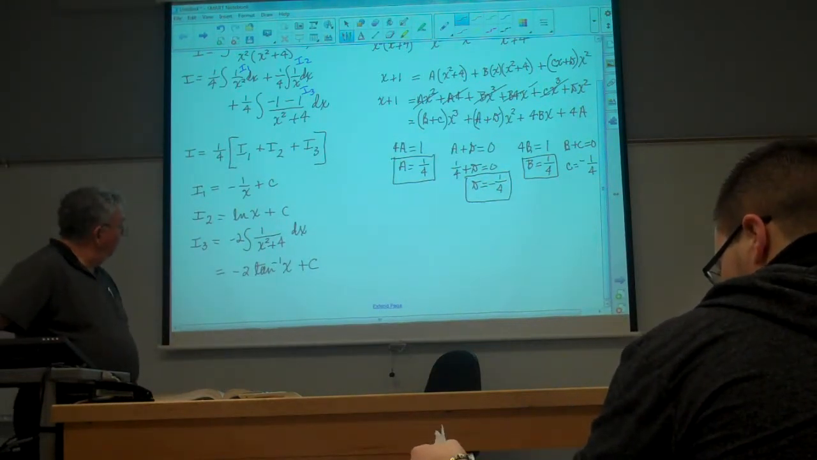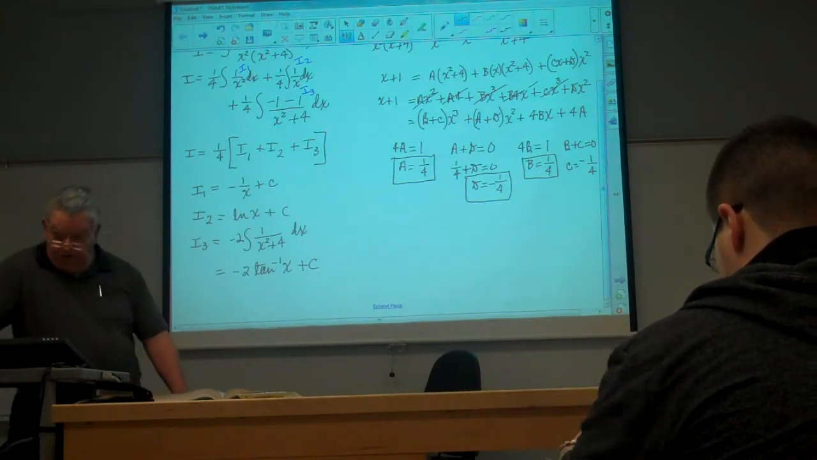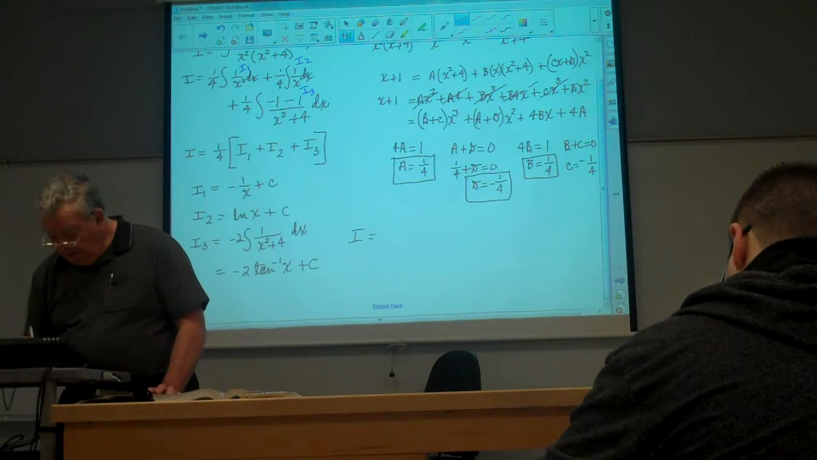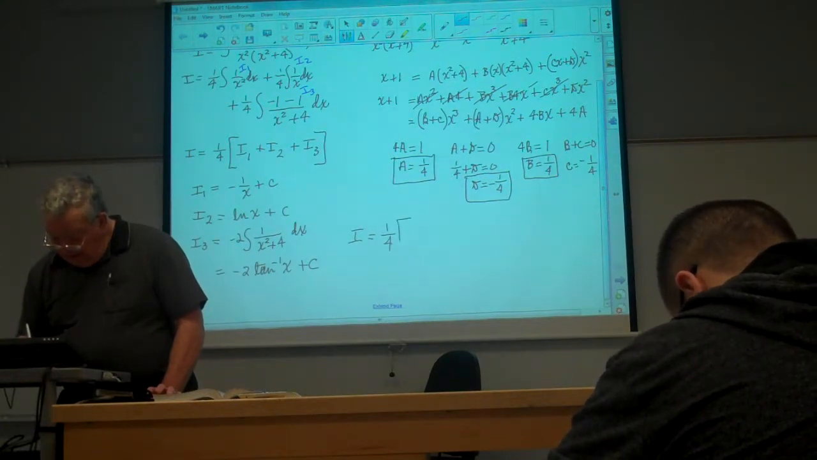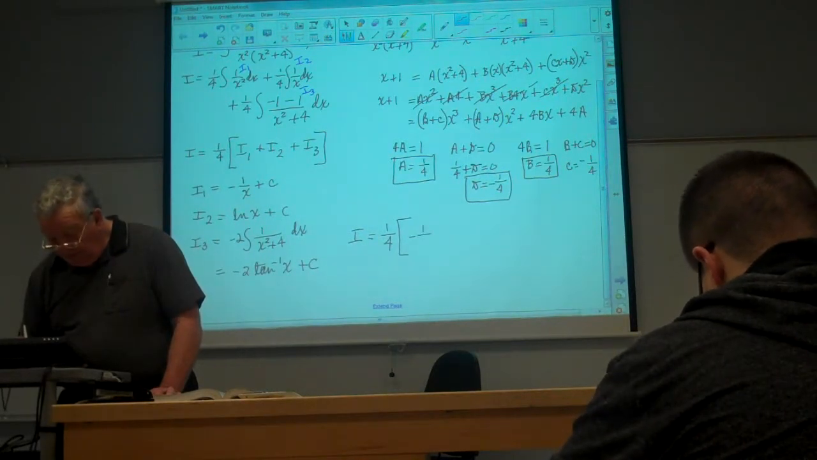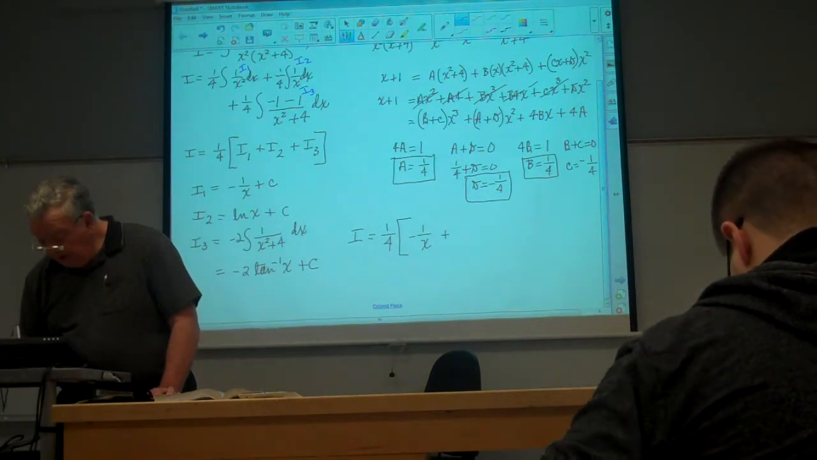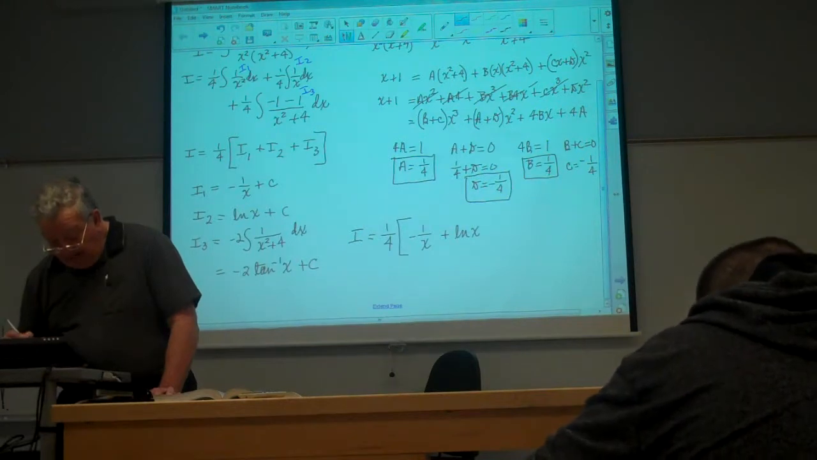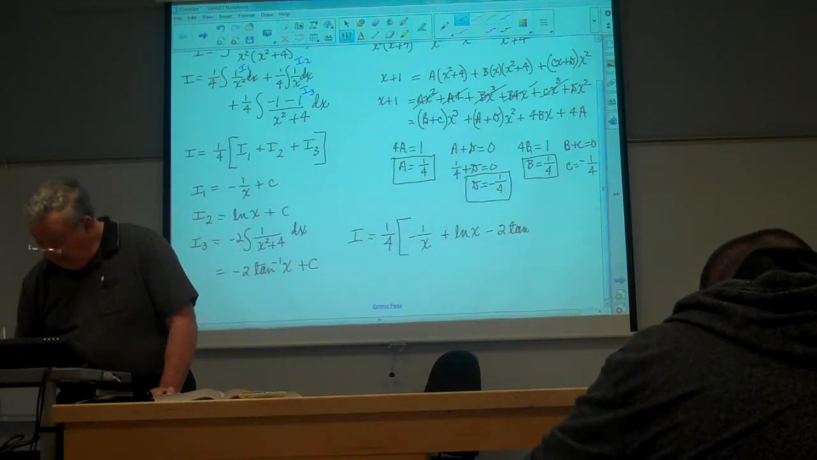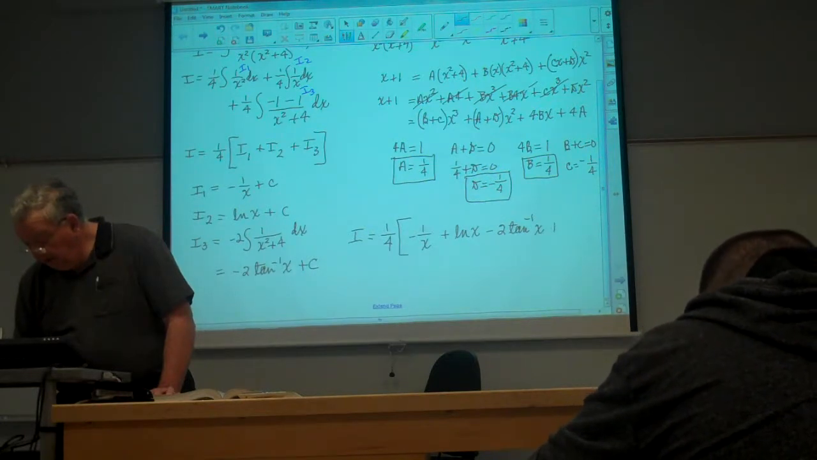And then my father's great saying applies here now. It's all over but the shouting, isn't it? And that is, now we just put them back in and say that I is equal to 1/4 times I1, which is minus 1 over x, I2, which is plus log x, I3 is minus 2 inverse tangent of x plus c.